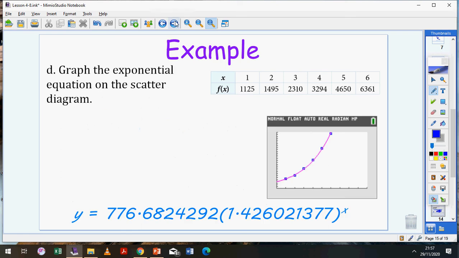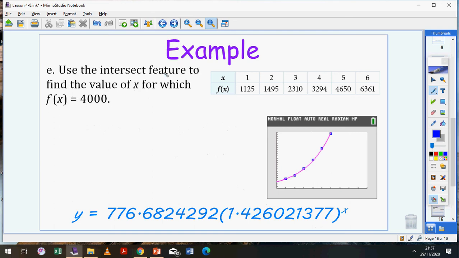Alright, so I graph the exponential equation on a scatter diagram, and then after graphing it, I want to check. The next part is asking me, so yeah, you just type this equation in the plot. I'll show you in the next small video on how to use the calculator, and then you can plot the graph. Use the intersect feature to find the value of x for which f of x is 4000. That's an easy one.